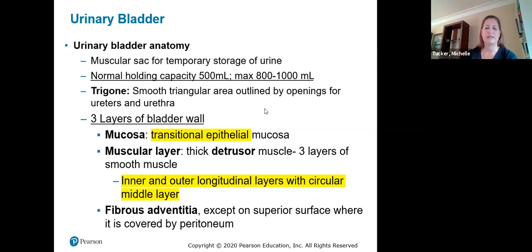Again, there are 3 layers: mucosa, and then the muscular layer, but it's now reversed with the circular in the middle and the longitudinal outside. Not that you need to remember that right now, or maybe ever, but you do need to know that the same 3 layers of mucosa, transitional epithelium, smooth muscle, and the fibrous connective tissue are the same in the ureter and the bladder.